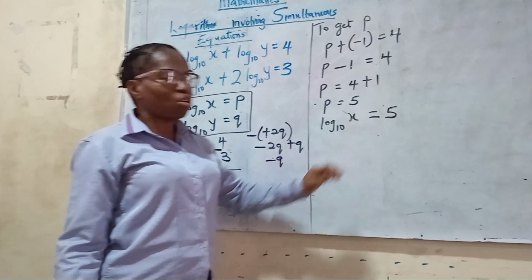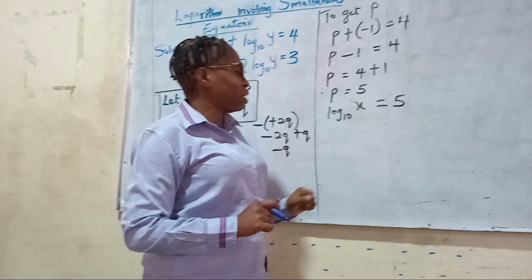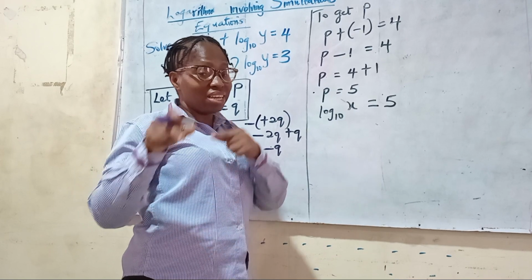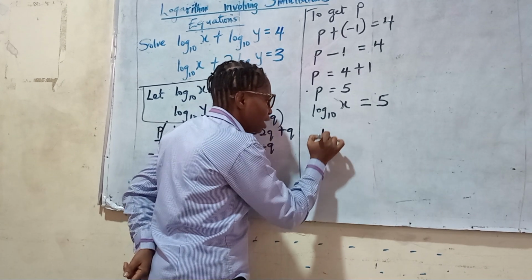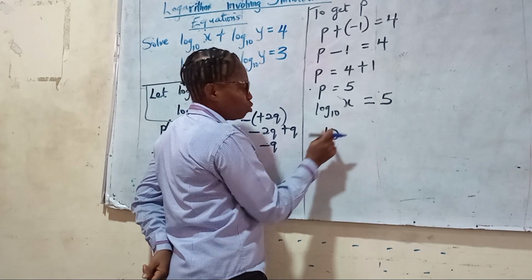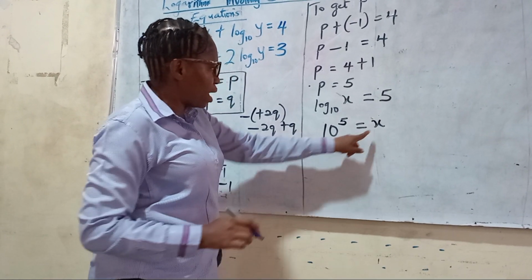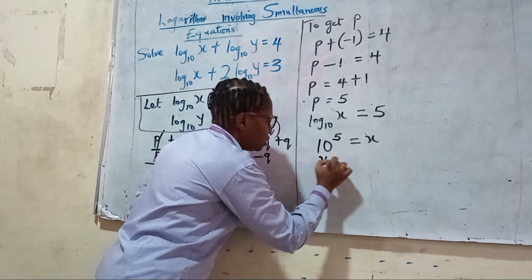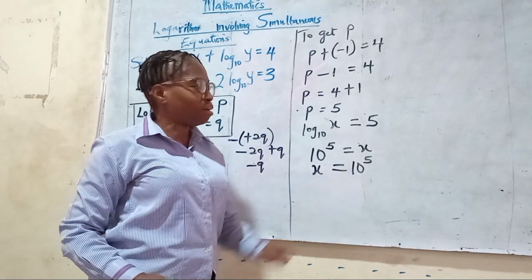From here, we'll make use of the relationship between logarithm and indices. The relationship between logarithm and indices is that the base in logarithm will also be the base in index form. So here we have 10 to be the base. Writing it in index form will be 10 raised to power. Raised to power will always be what we are equating it to. So that will be 10 raised to power 5 equals to x. So our x equals to 10 raised to power 5.